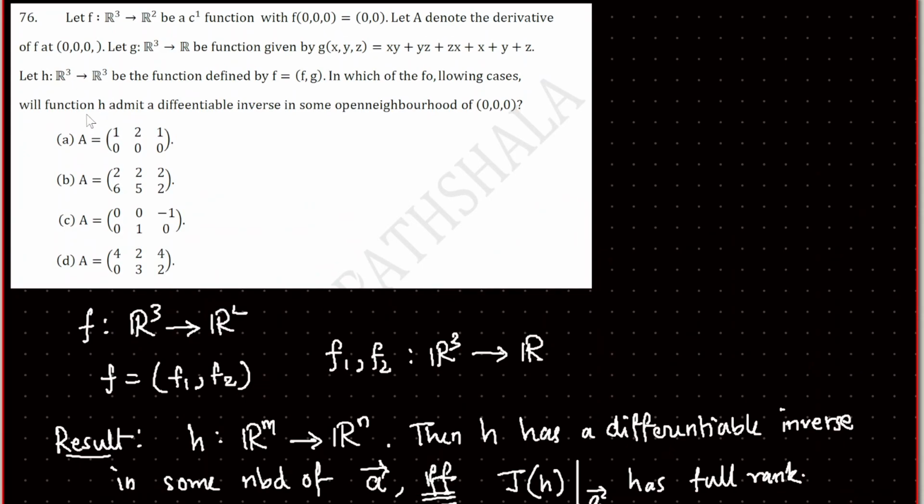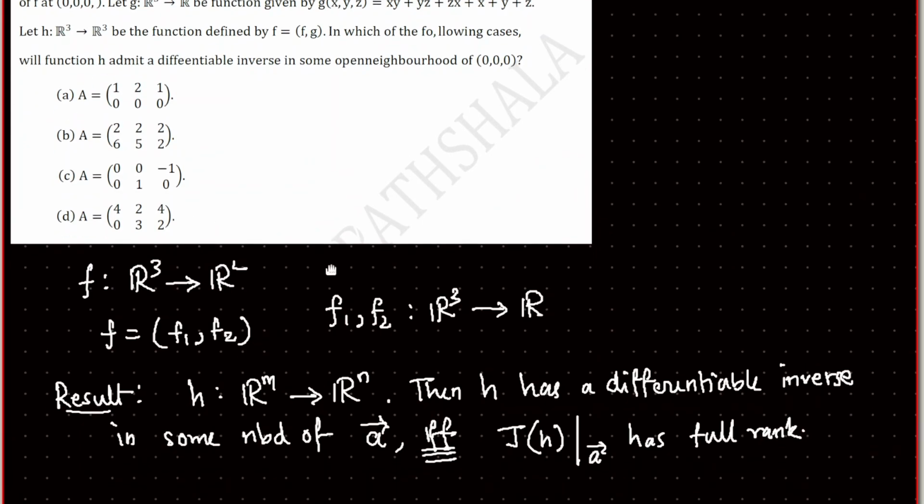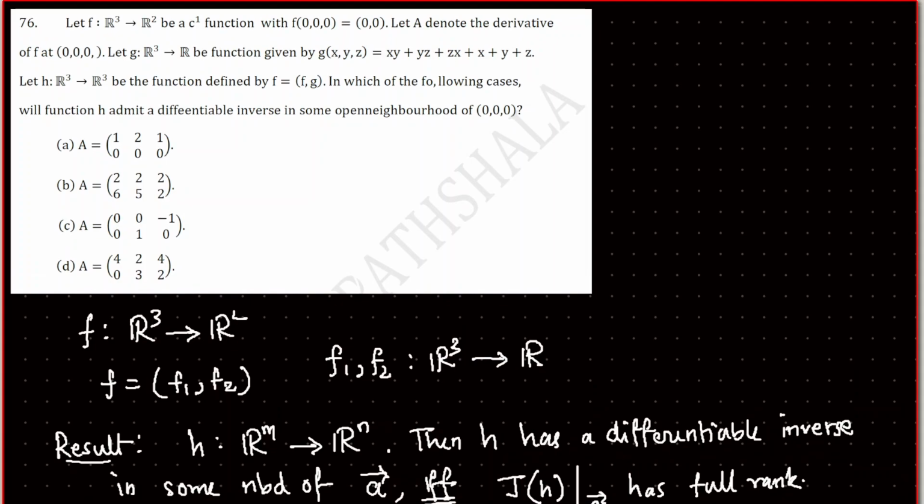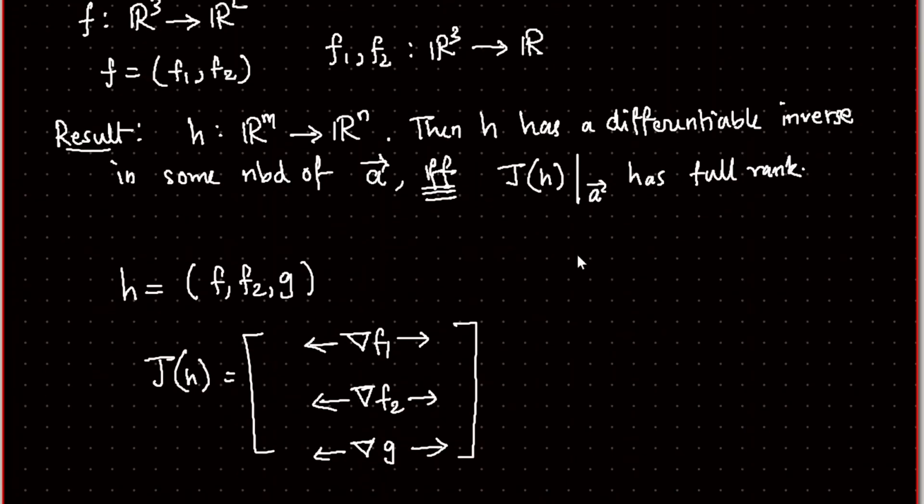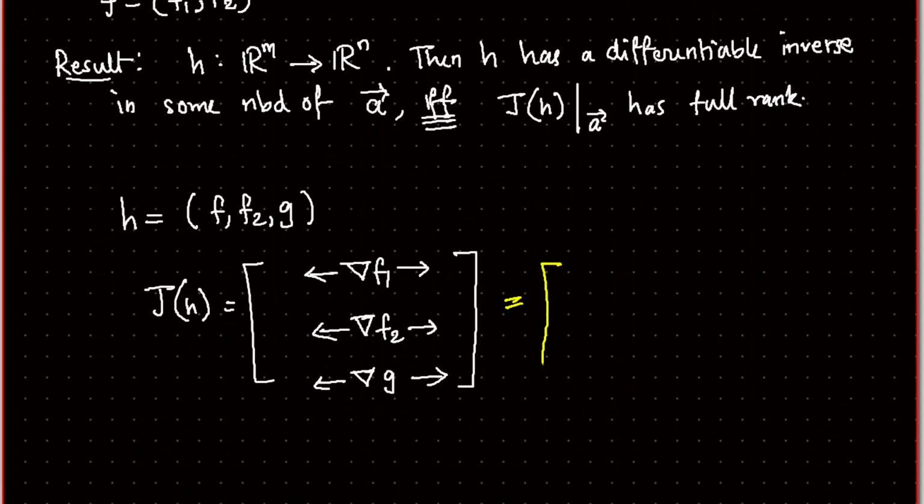so observe that. So what will g be? Since g is already given, we can compute the last row. So the gradient of g would be, if you take derivatives, we have to compute it at the point 0 comma 0 comma 0. So this would be 1 1 1, right? So the last row would be 1 1 and 1.